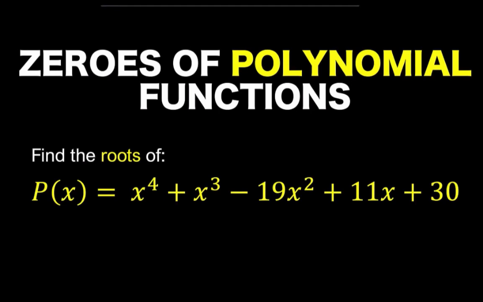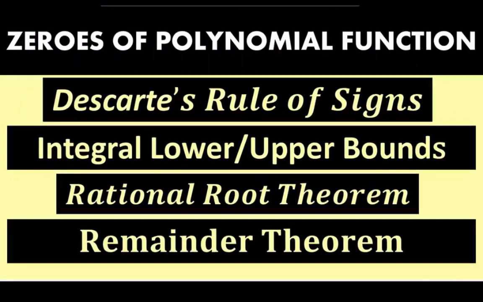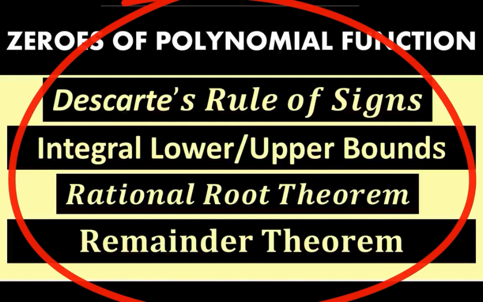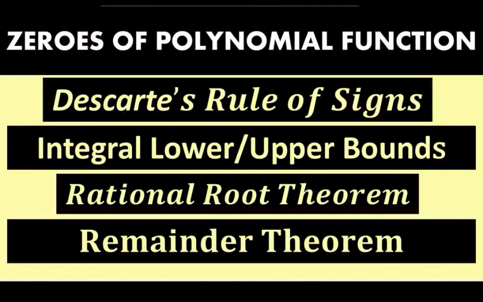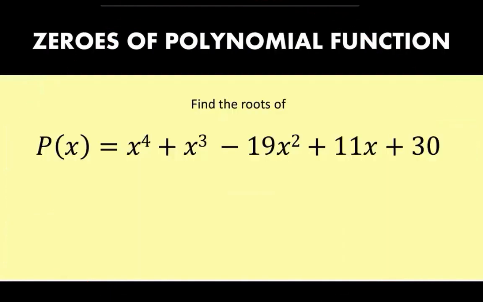Let's talk about finding the zeros of a polynomial function using the Descartes rule of signs, the rational root theorem, and the remainder theorem. Here is our problem for today. Find the roots of p of x equals x to the fourth plus x cubed minus 19x squared plus 11x plus 30. We can employ some theorems that can narrow down our search for the roots.